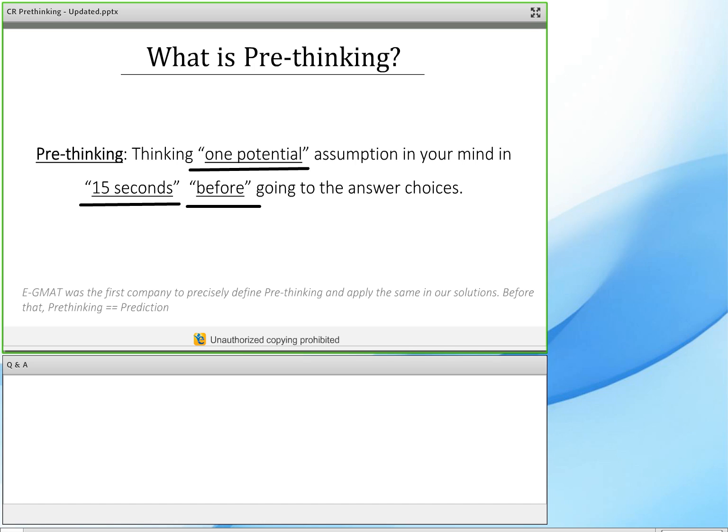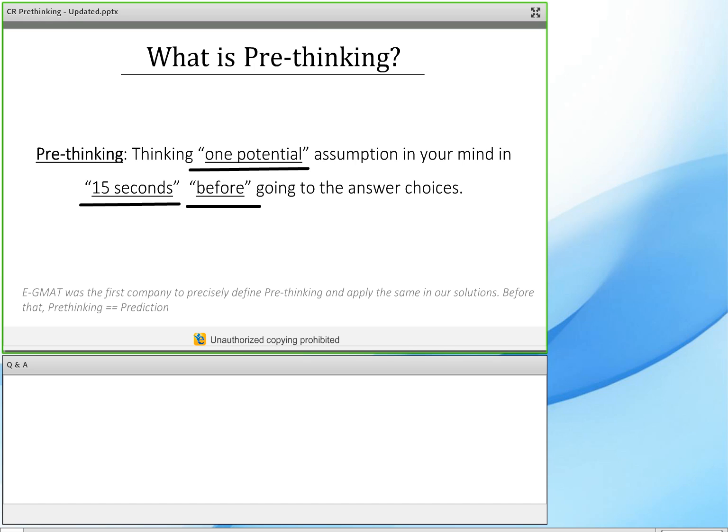Eugene says, what if you can't think of any assumption while trying to pre-think? Eugene, if you follow the right framework, you're going to be able to think of an assumption. In the unlikely scenario that you're unable to think of an assumption, you'd be able to think of the logic that the assumption would follow. And then we'll show that with examples. By definition, pre-thinking is a very predictable approach.